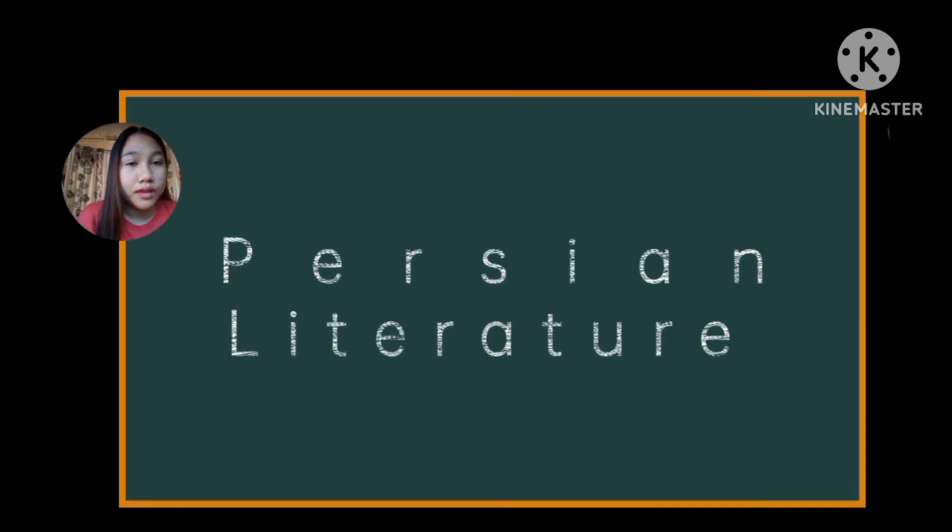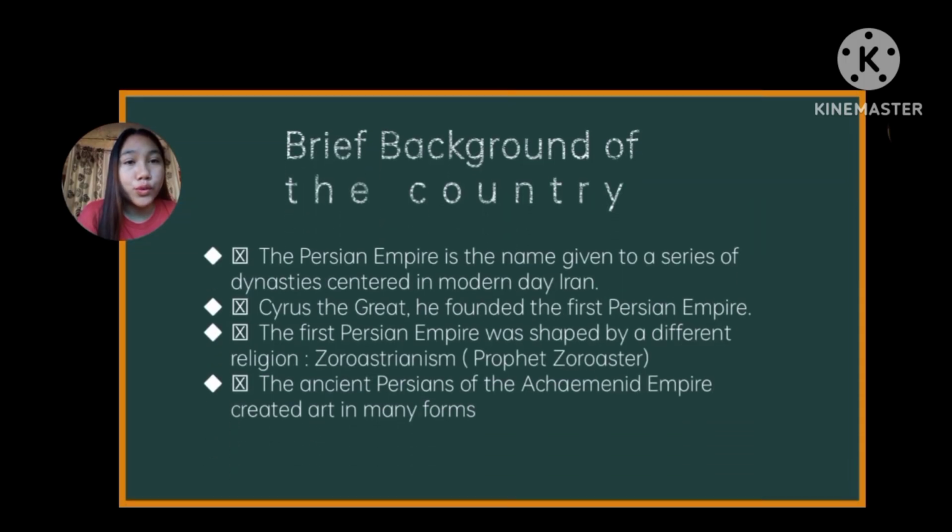So we have a brief background of the country first. The Persian Empire is the name given to a series of dynasties centered in modern-day Iran. Cyrus the Great founded the first Persian Empire. The first Persian Empire was shaped by a different religion, Zoroastrianism.